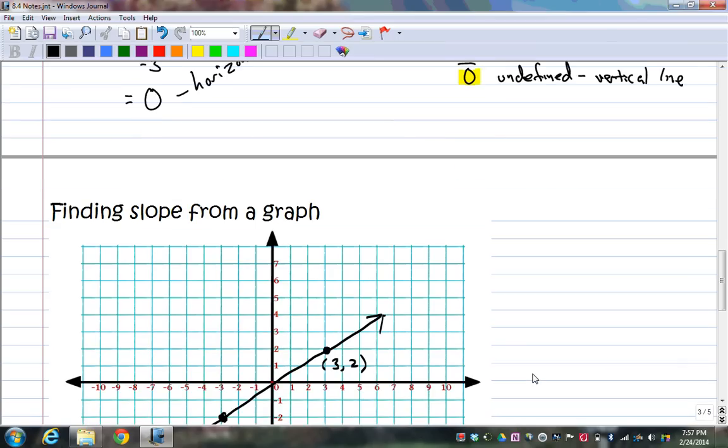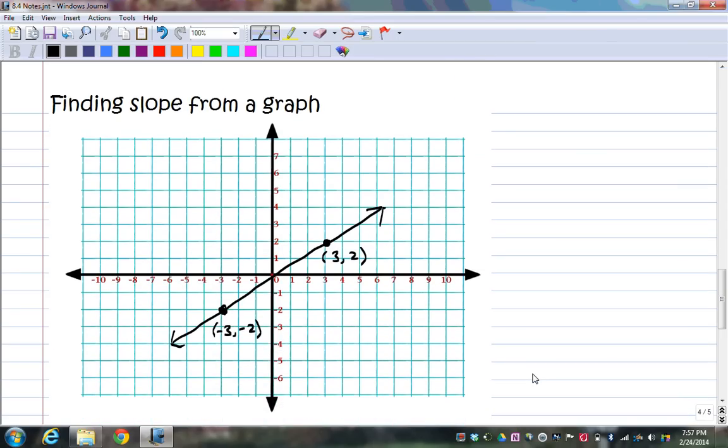Now, from a graph, if you want to find out the slope, there's a number of ways that you can do this, okay? First of all, you know that the slope is going to be positive because if you look from left to right, the line is going up. But if we wanted to find it, what you could do is you say, all right, I'm going to say m is equal to, and I'll take some points, negative 2 minus 2 over negative 3 minus 3.